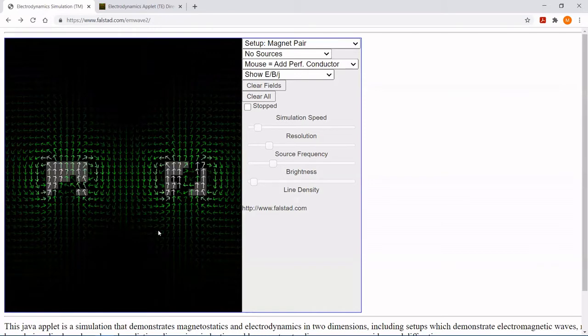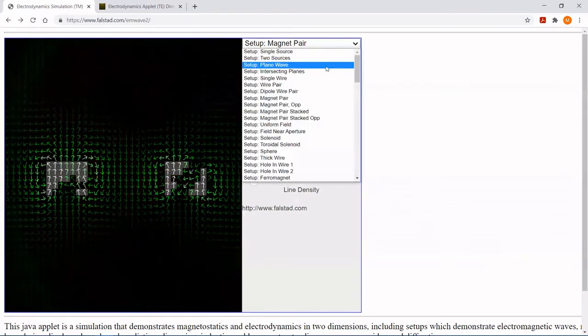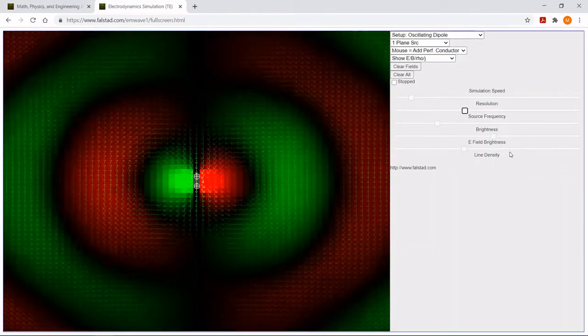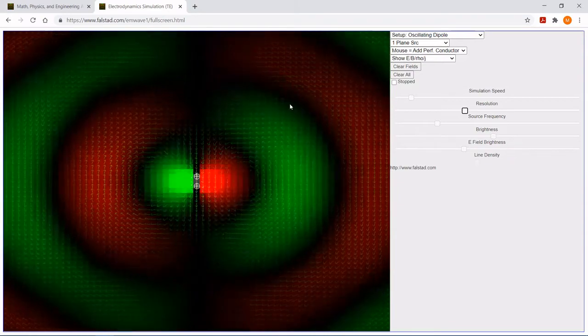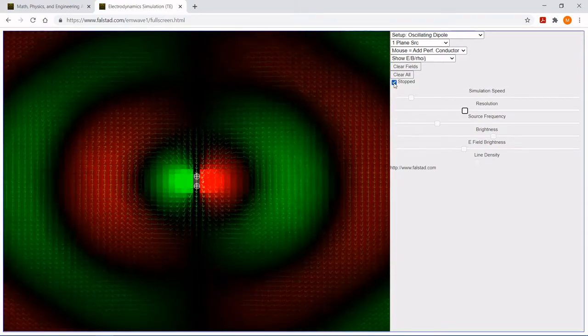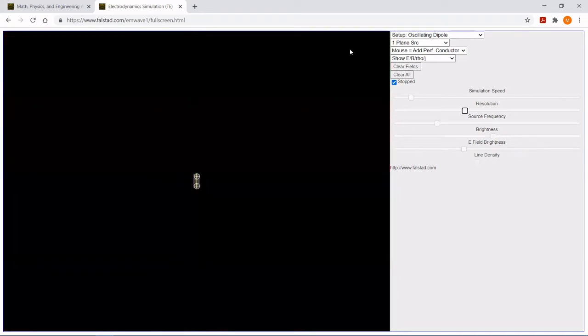If I start making changes, well, let me go back to the half antenna example. I have to find that. I'll go with the oscillating dipole instead. So imagine that your eyeball is up here in the upper right part of the screen. Let me clear the fields.